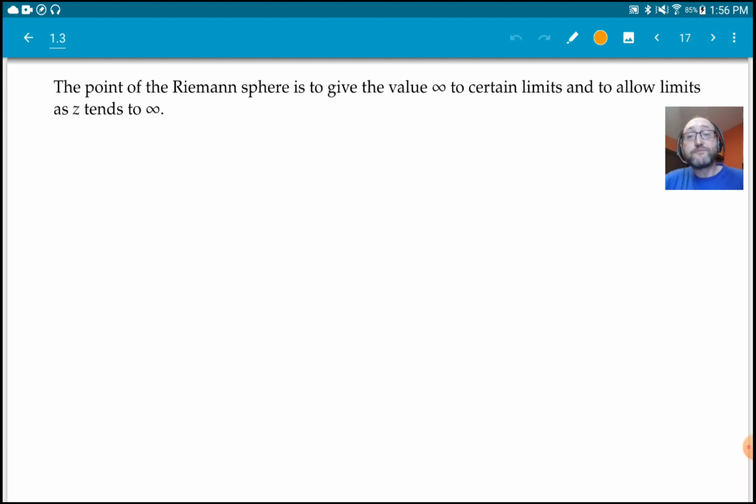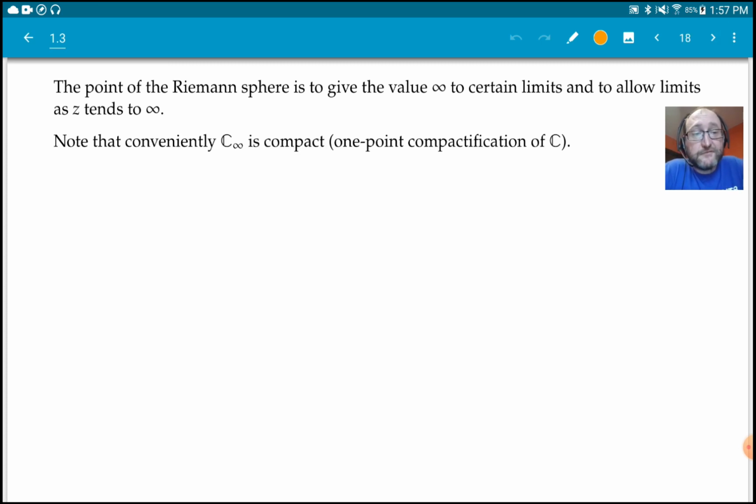All right, now the point of defining the Riemann sphere is to allow certain limits to have value infinity, and also allow limits as z tends to infinity, and think of it as just any topological limit, right? So just think of the Riemann sphere as your topological space, right?